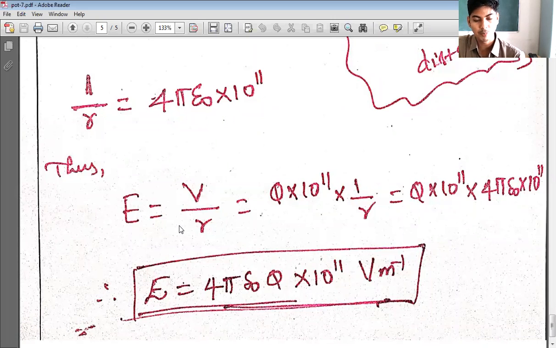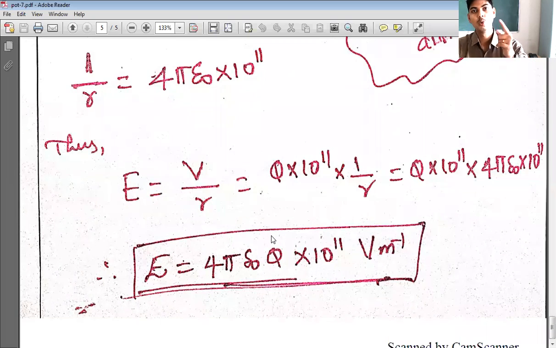See, E is equal to V by R. V is potential expressed in volts, and R is distance expressed in meters. Newton per coulomb is also the SI unit of electric field. You can write volt per meter, and you can also write newton per coulomb. Force experienced by unit positive test charge is electric field. Potential drop per unit distance, V by R, potential difference per unit distance, is electric field.